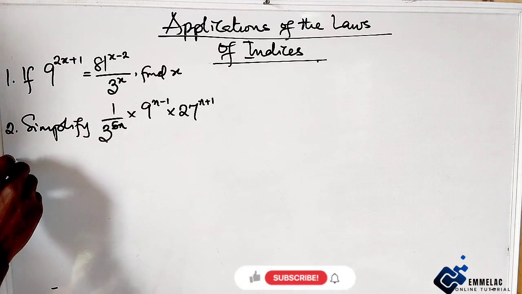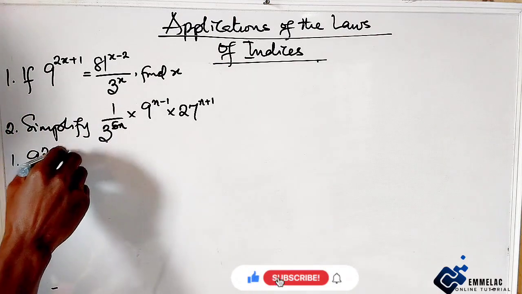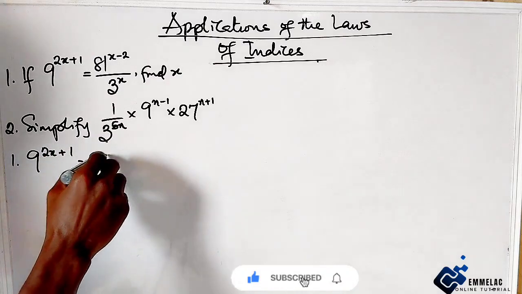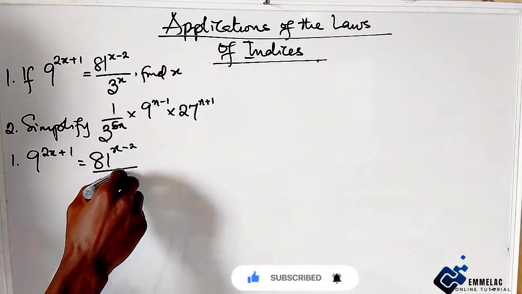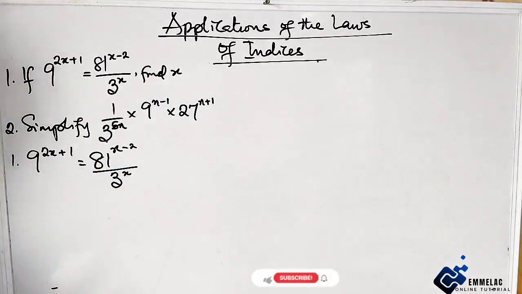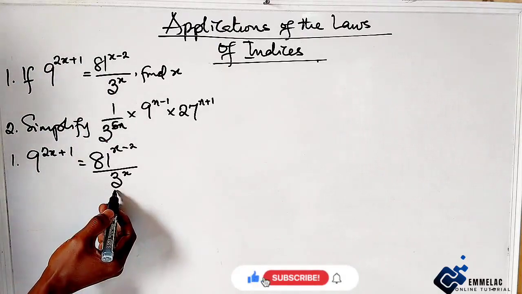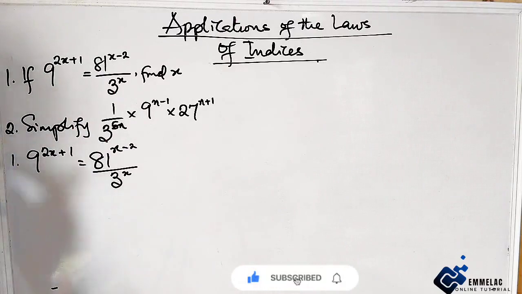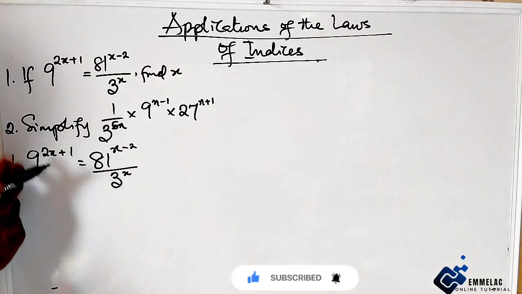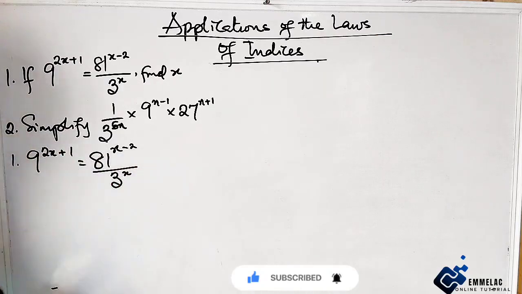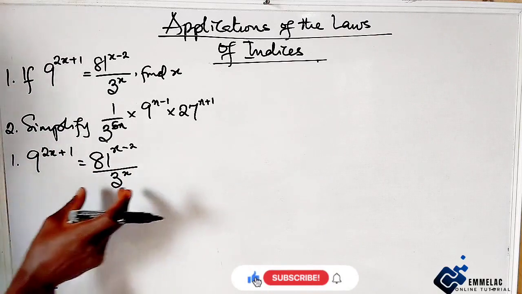Number 1. We are given that 9 raised to the power of 2x plus 1 equals 81 raised to the power of x minus 2, over 3 raised to the power of x, and we have to find the value of x. What we need to do here is use the lowest base, which is 3, and convert everything to a base of 3. In essence, the right hand side must be equal to the left hand side.